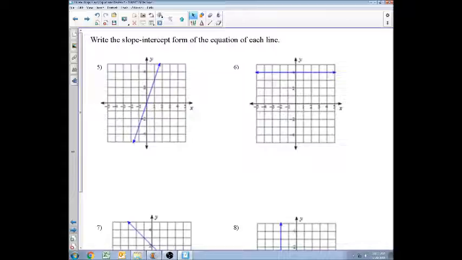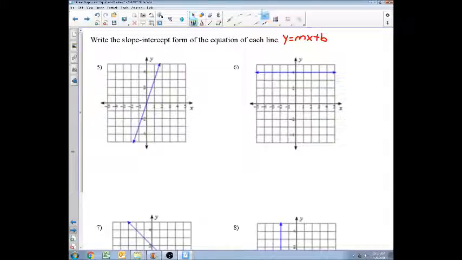Write the slope-intercept form of the equation of each line. What is slope-intercept form? Well, slope-intercept form will be y equals mx plus b. Remember that our b value is our y-intercept and our m value is our slope.